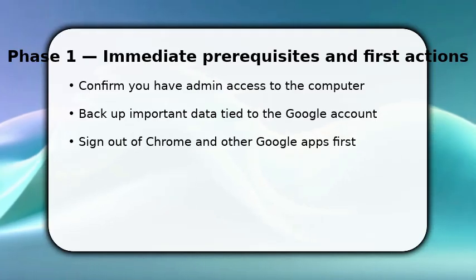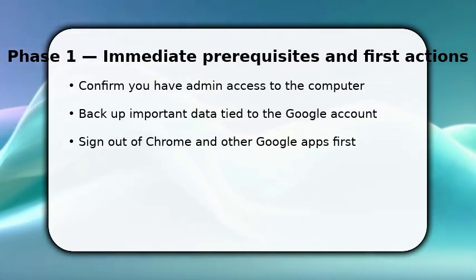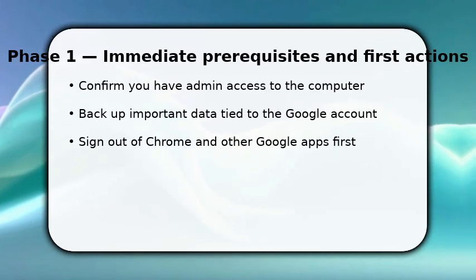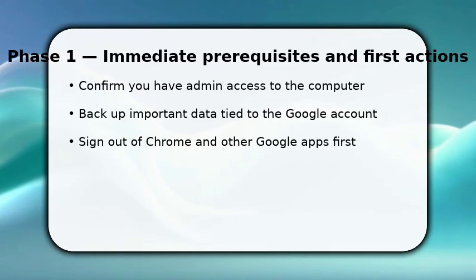You start by confirming admin access and backing up any files linked to the Google account. This prevents data loss. Next, open Chrome, click the profile icon and sign out. Do it now because leaving sessions open can keep the account linked.